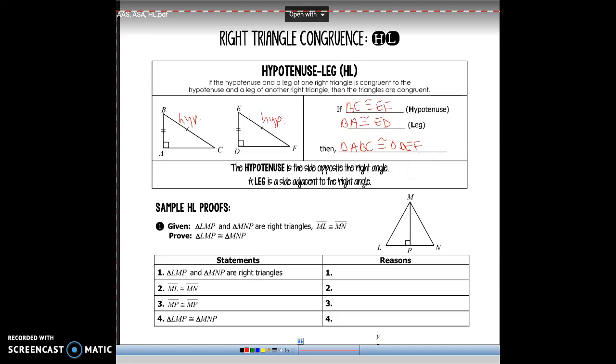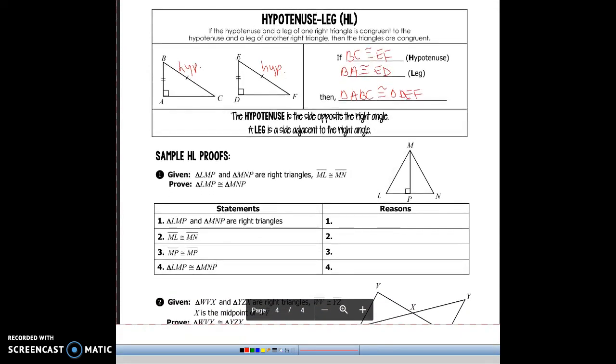Okay, so let's look at this first proof with hypotenuse leg. Again, we start with everything that we are given. Triangle LMP and triangle MNP are right triangles. Again, that is very important information. We do have to show that they're right triangles in order to use hypotenuse leg. And then we have ML is congruent to MN. So I'm going to mark those sides. That is the second statement, another piece of given information.